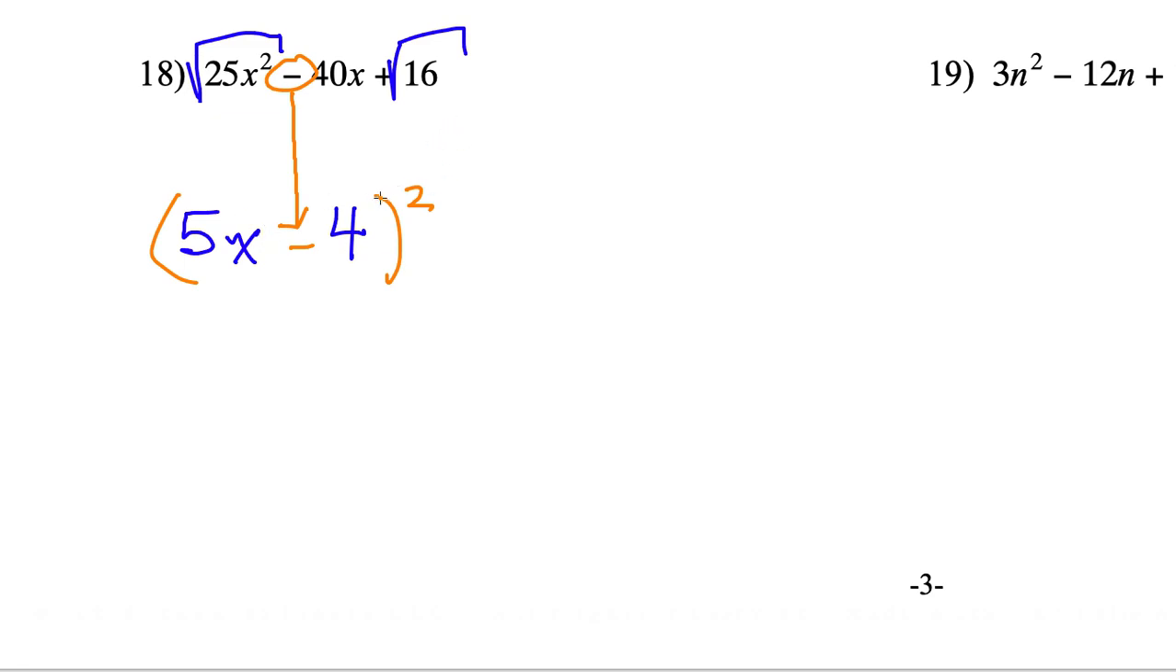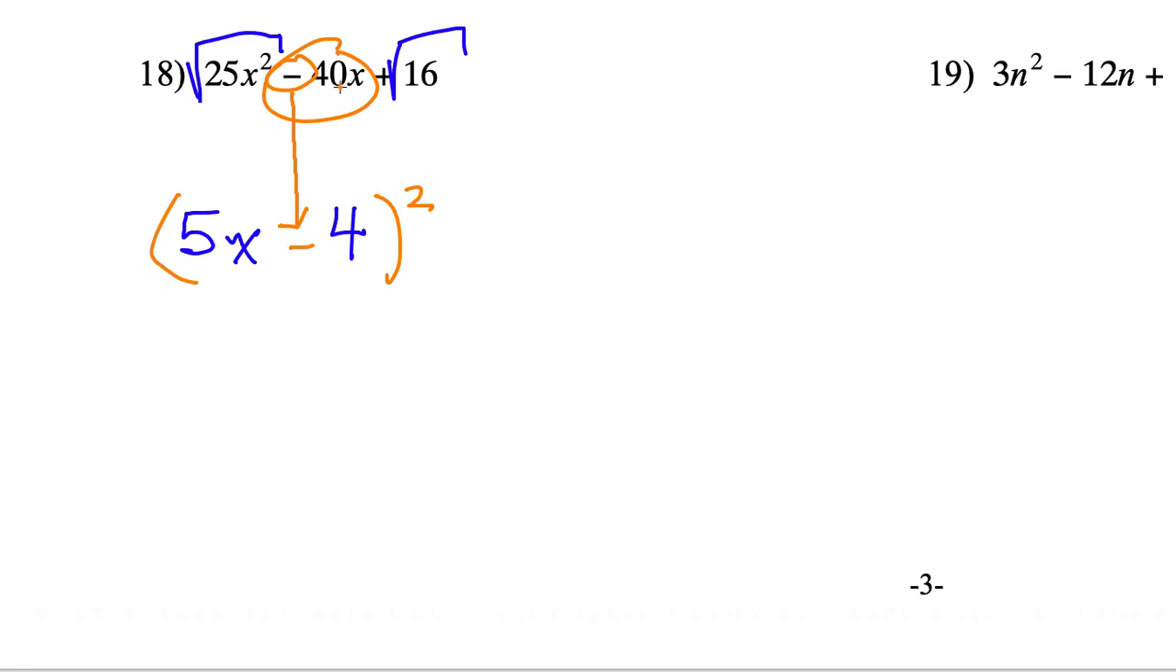Square the first. Double the product. Square the last. Exactly. But if you're going backwards, you square root the first. The middle number, the sign is the middle number. The product is the middle number, yeah.